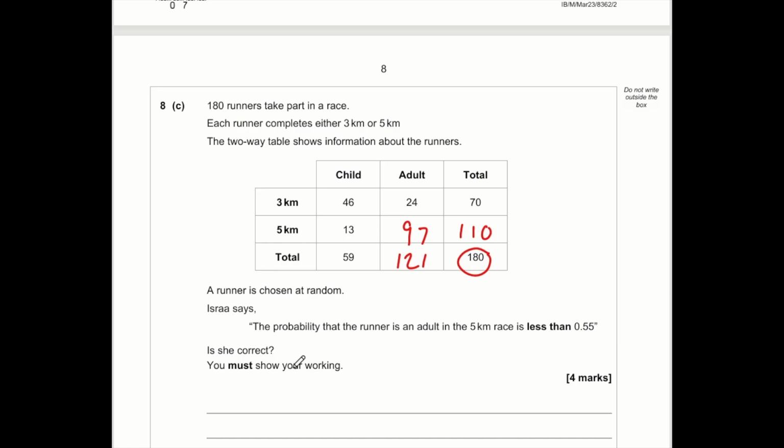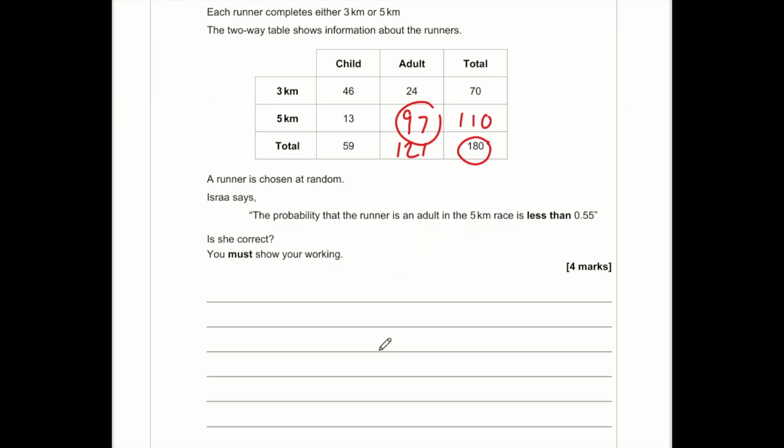So what is the actual question? A runner is chosen at random. Isra says the probability that the runner is an adult in the 5k race is less than 0.55. Okay, so how many adults were in the 5k race? Well, that is 97. So that is 97 out of a total of 180.